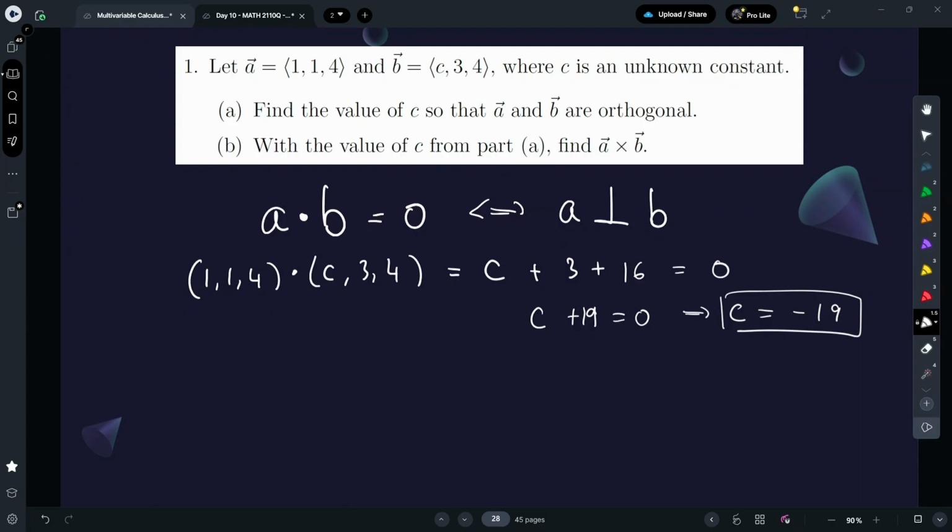And then to find a cross product, I use my formula: i, j, k, 1, 1, 4, minus 19, 3, 4.